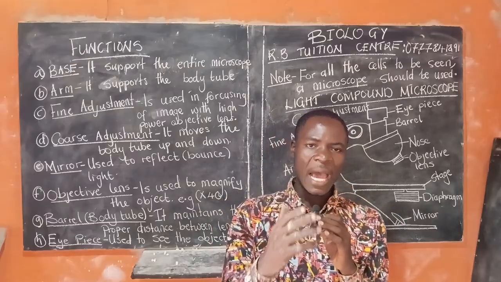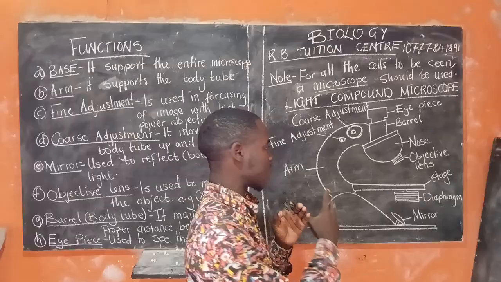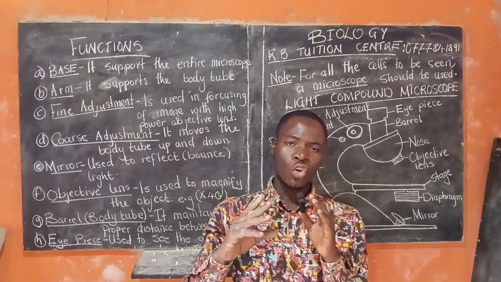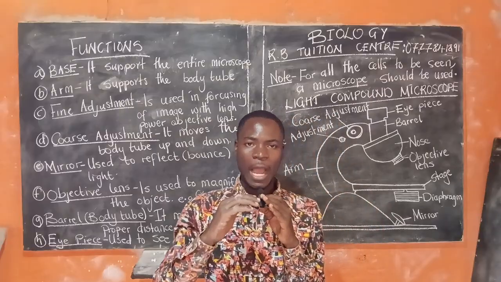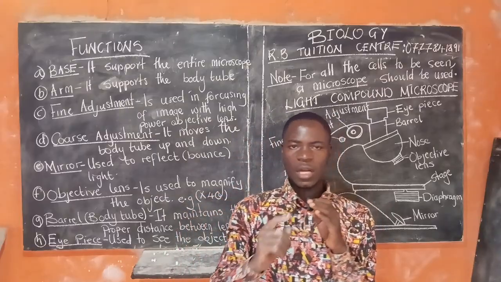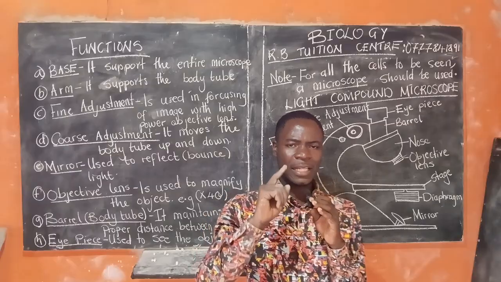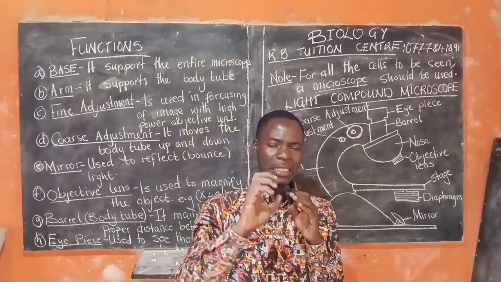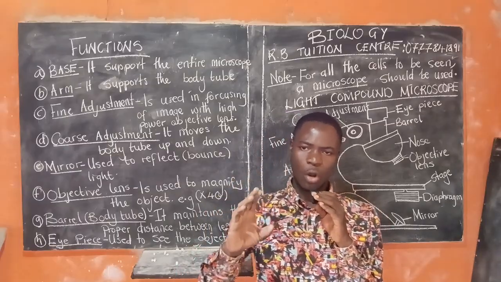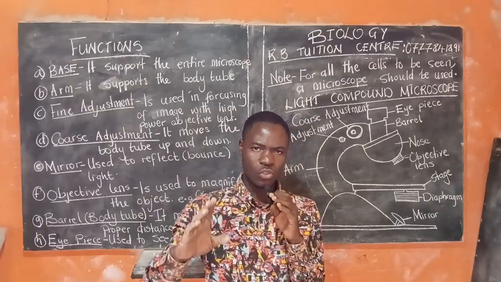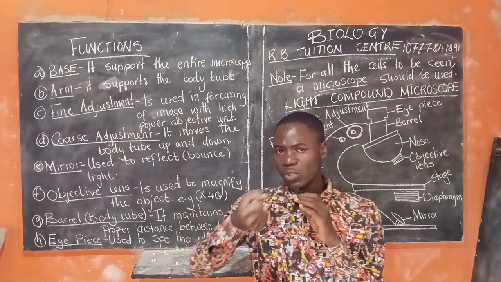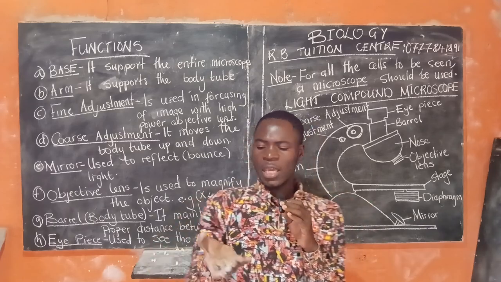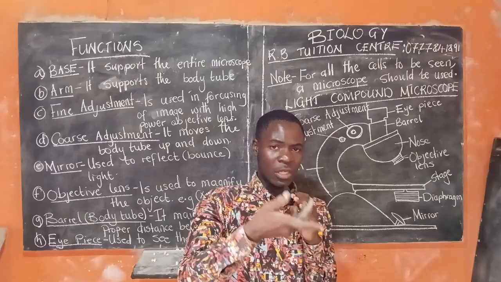Before we talk about the structure that we can see, I need you to understand that there are three types of microscope that we have. Number one, there is the handheld microscope. What is this handheld microscope? It's the microscope that we just hold. It can be held using your hand.